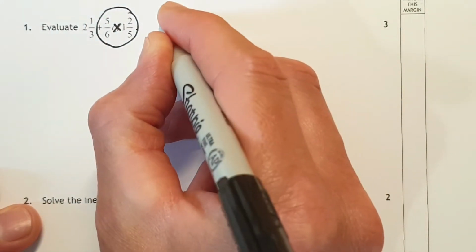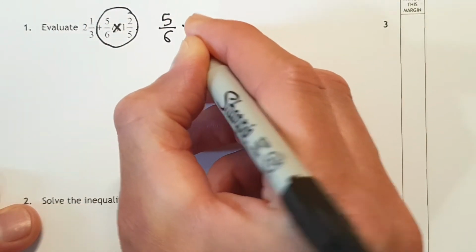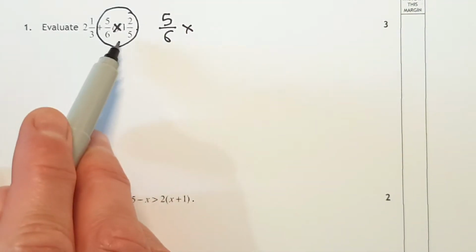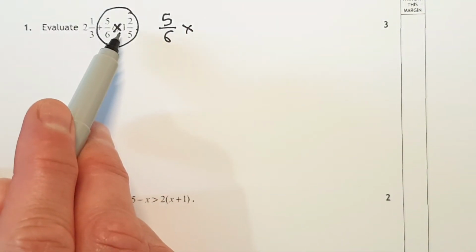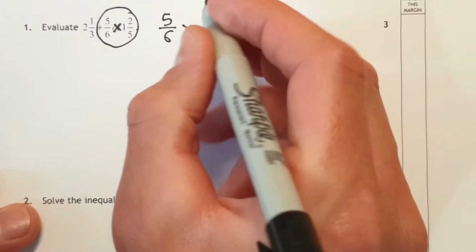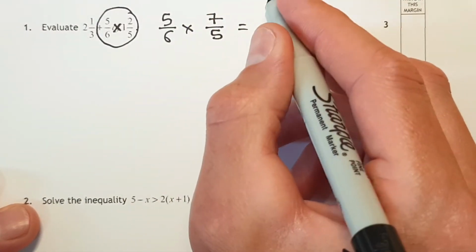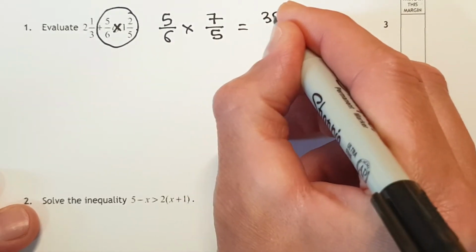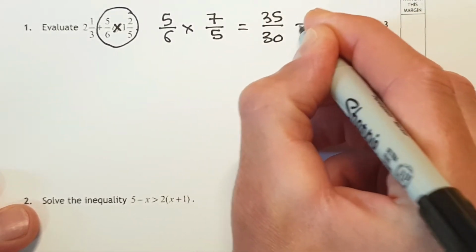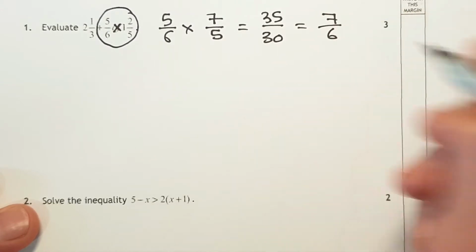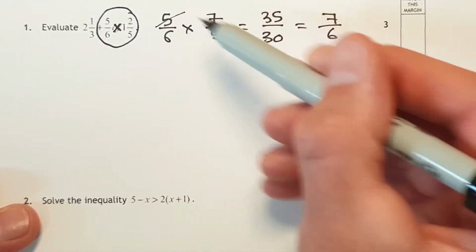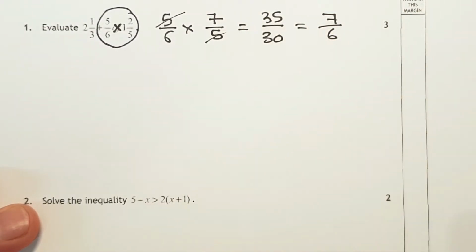So it's 5/6 times, now it's better if you change it from a mixed number to an improper fraction. So 1 2/5 is just 7/5. So that gives us 35/30, both in the 5 times table, which is just 7/6. Now alternatively, you could just cancel the 5 and the 5 there, giving you the 7/6.